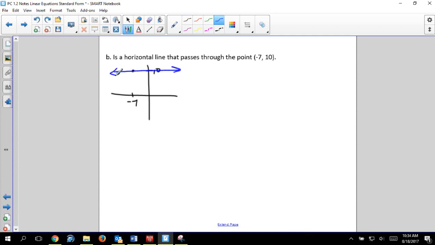We need to write that in standard form, but I don't have an equation yet. So could we maybe find the equation of that line? What do we know about that line? Slope is 0. What else do we know? The y-intercept is 10. So if we know the slope and we know the y-intercept, we can put it into slope-intercept form.